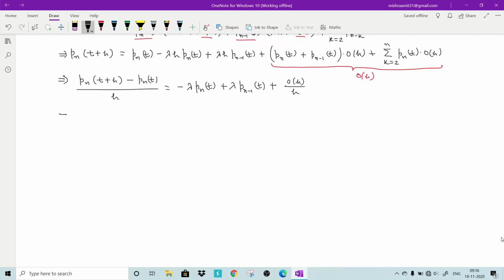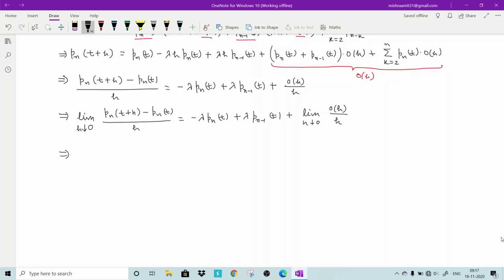And what we are getting, if we take the limit h decreases to 0, Pn(t plus h) minus Pn(t), divided by h, is equal to minus lambda Pn(t) plus lambda P(n-1)(t) plus the limit h decreases to 0 of little o(h) divided by h. So what it gives us is that this is Pn prime(t), that means the derivative of Pn(t).